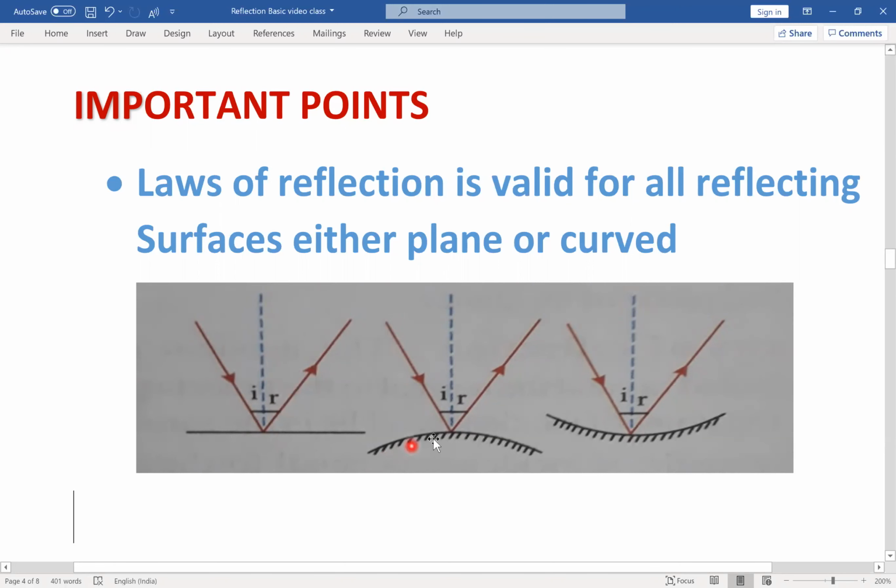If you change the surface to a curved surface, normally the reflection is from a convex surface. Similarly, it will follow the laws here also. For example, this is a convex surface. The reflection occurs from the convex side, and here reflection occurs from the concave side. In any one of these three cases, the laws of reflection are valid. There is no doubt, it is strictly followed in all cases.